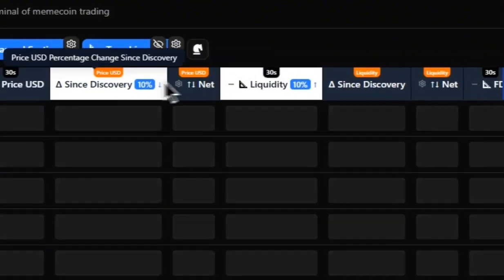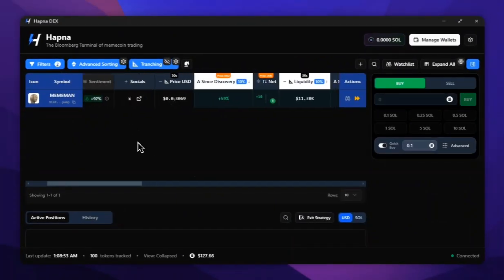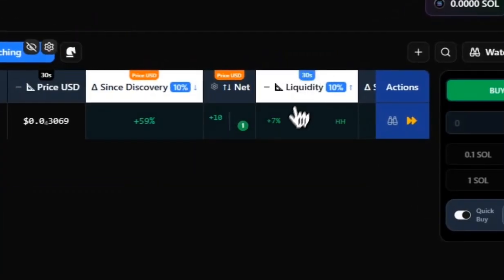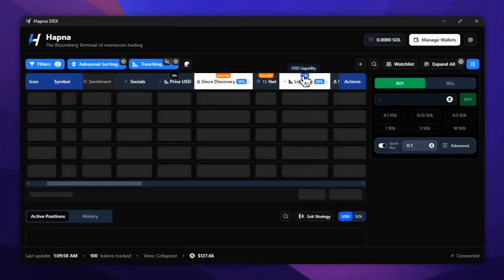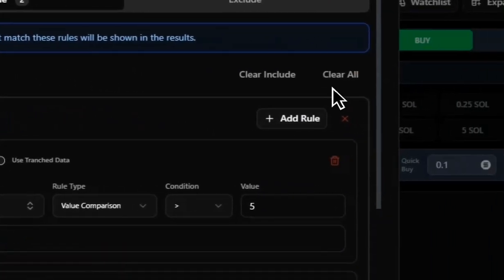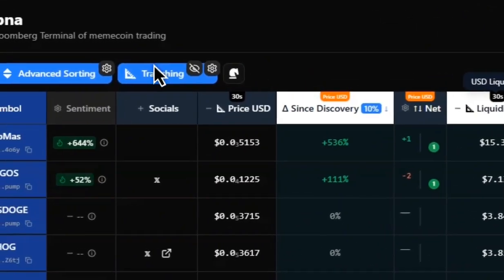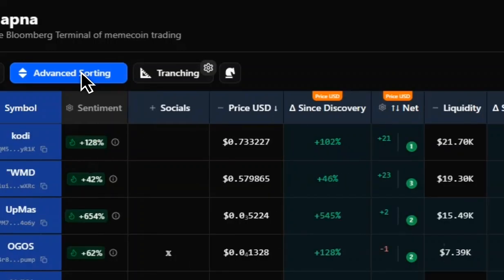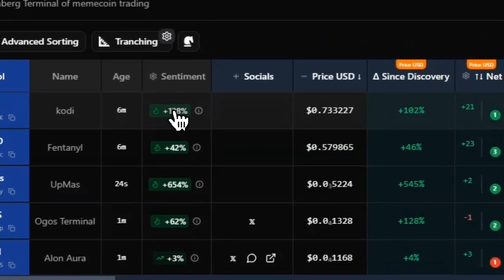But you guys get the point. I don't want to confuse you more than you are already confused. See, more than 5%. Again, it dropped. That's why it disappeared. Let me remove this. Clear all. I think you guys understand now the tranching and the advanced sorting. Well, let's move to the sentiment.